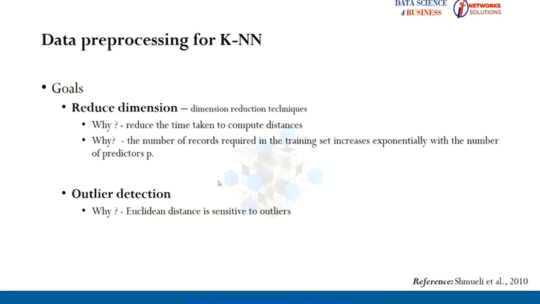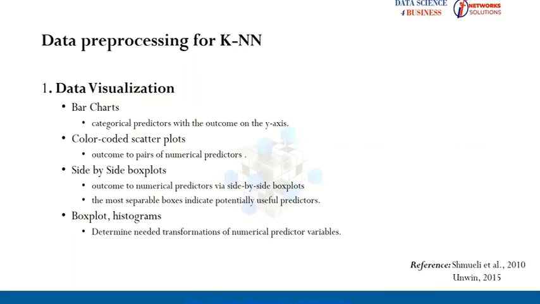So take care of outliers, because of the distance measure that KNN uses. One of them is Euclidean distance, the most popular one, and it is sensitive to outliers. So that's for data preprocessing. Those are the goals. There are some other things you might want to take care of for KNN, but let's just stay with these. Those are the most important ones. So for KNN data preprocessing, the first thing that you might want to do when you have your data is to visualize.